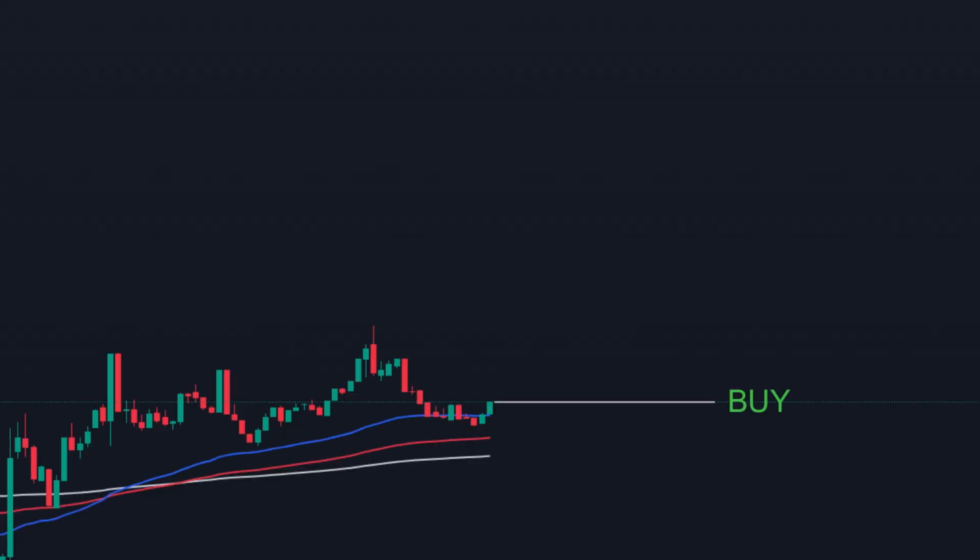Now let's talk about our exit strategy. So let's say we take a buy position here. We will set our stop loss below the EMA 50 or below the most recent swing low, depending on your tolerance for trading risk. As for our target profit, we will set it at 3 times the amount of our stop loss.